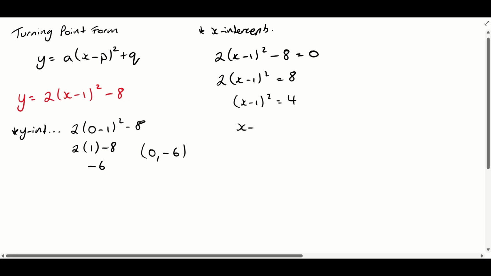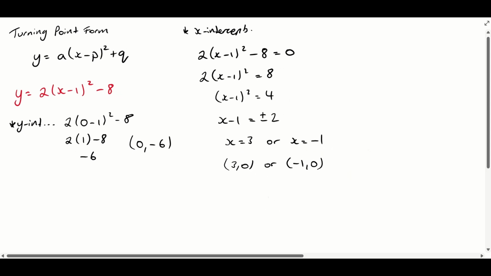So then x minus 1, taking the square root of both sides, could be plus or minus 2, because we take the square root of 4. So x could be 3, or x could be minus 1. So our x-intercepts would be at (3, 0) or (-1, 0). Okay? Now, next up is our line of symmetry.